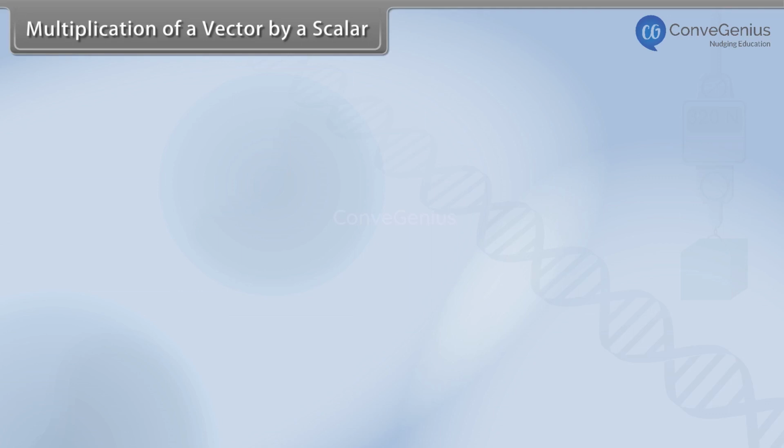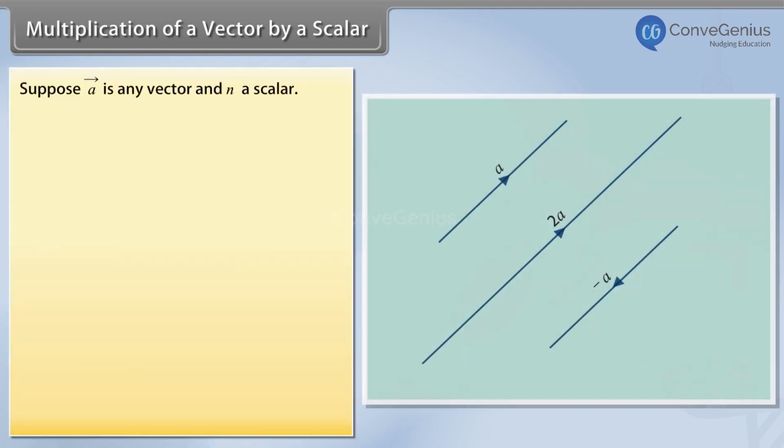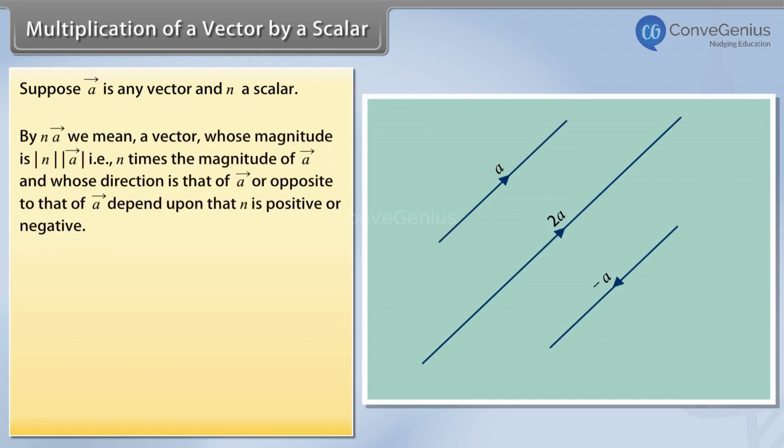Multiplication of a vector by a scalar. Suppose vector A is any vector and n a scalar. By vector nA we mean a vector whose magnitude is |n| times the magnitude of vector A, that is, |n||A|, and whose direction is that of vector A or opposite to that of vector A, depending upon whether n is positive or negative. If n is equal to 0, then 0 times vector A is equal to 0.